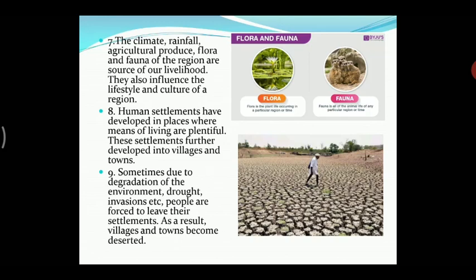Deserted means empty of people. Now you must be knowing in our city, Mumbai, it has become very crowded. Why? Because people have left their villages and come to a city, because cities are developed. So they have come to the cities for their jobs. Now as there is not much work, they have gone back to their villages. As you all can see, there is a picture of flora and fauna. Flora means plants and fauna means animals. Okay, we'll go to the next slide.